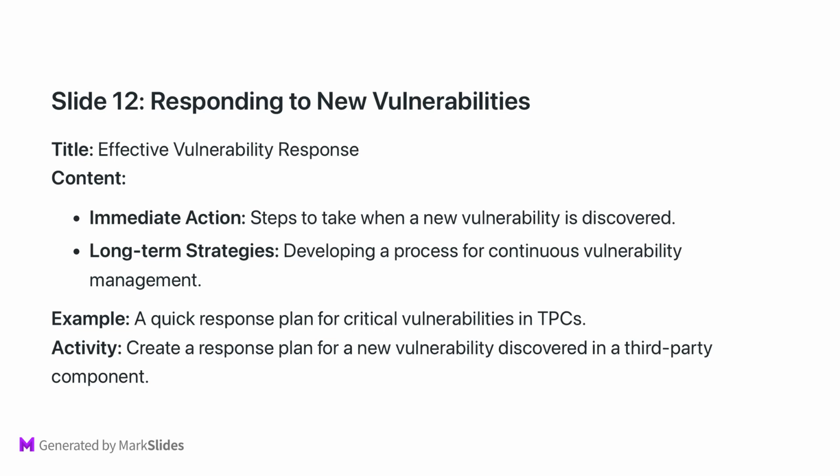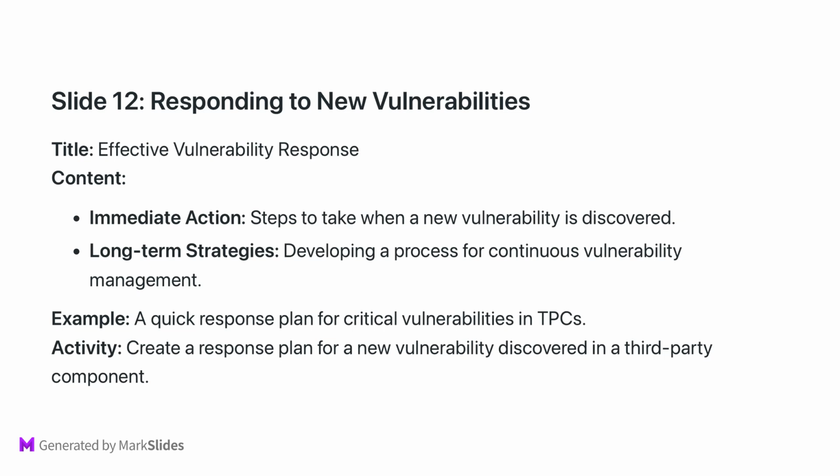Example: let's look at a quick response plan for critical vulnerabilities in TPCs. Notification: when a critical vulnerability is found, notify your security team immediately. Assessment: conduct a rapid risk assessment to understand the potential damage. Immediate mitigation: apply any available patches or disable affected components temporarily. Detailed investigation: perform a deeper analysis to understand the root cause and prevent future occurrences.